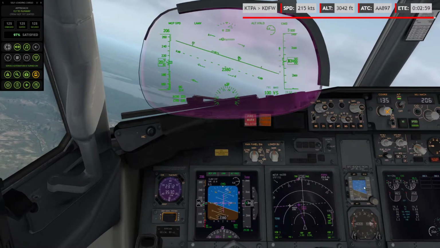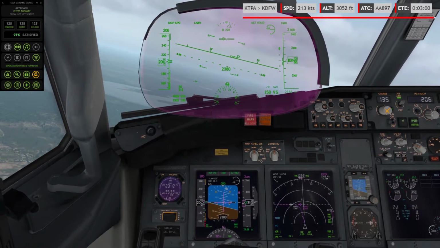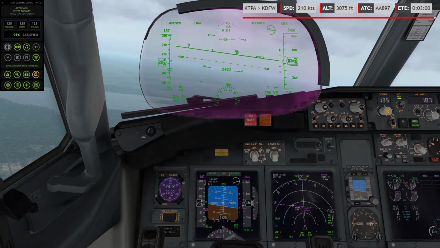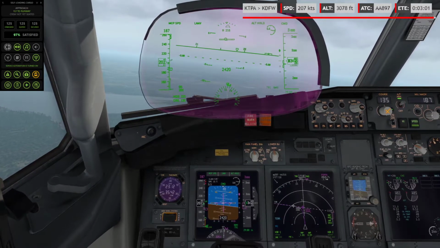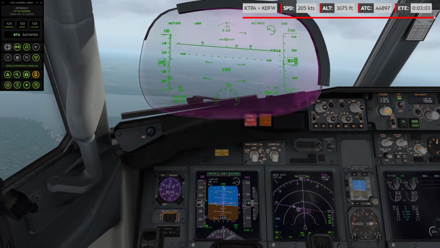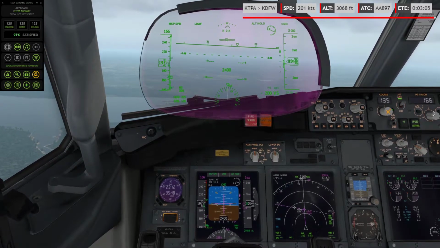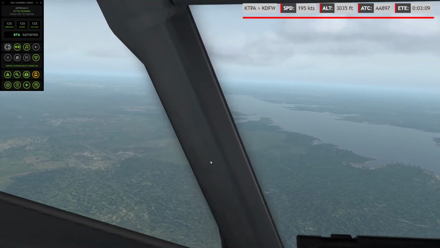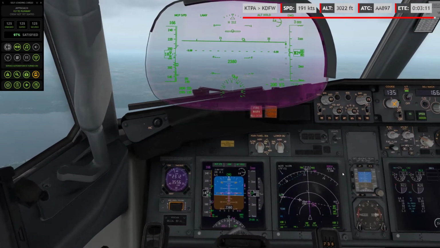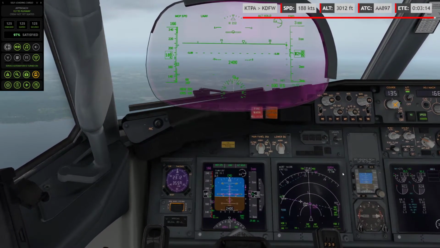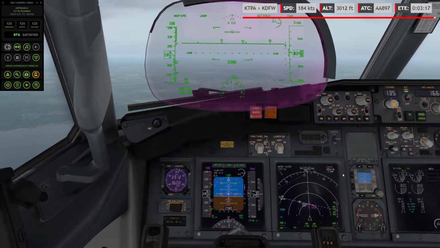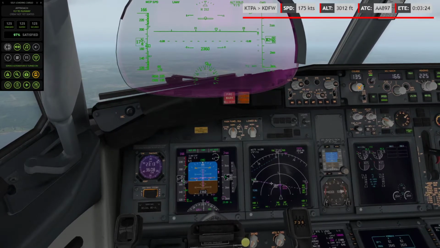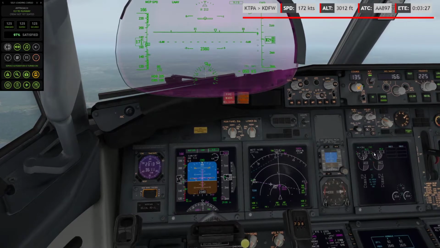And I'll go flaps 1. And then go flaps 5. And flaps 10. Thousand to go.